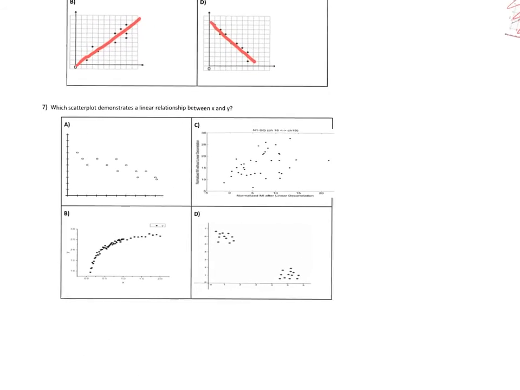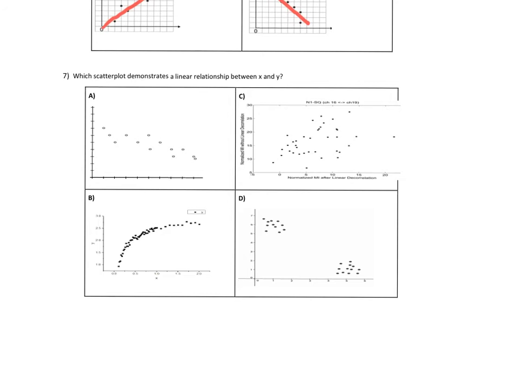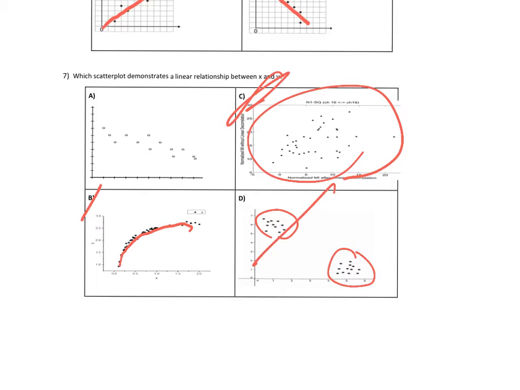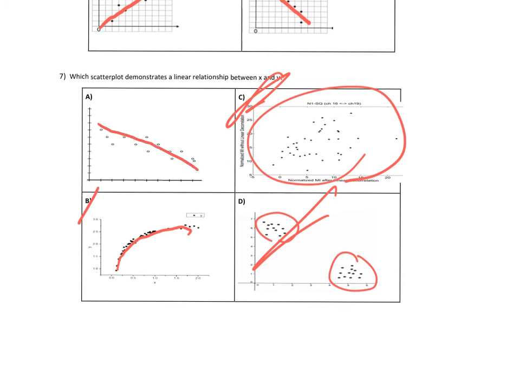Number 7, which scatter plot demonstrates a linear relationship between x and y? Okay, this is curving, so we're out there. This is bunched up here and clustered here and here, and this is all over the place, so that's out. And then here is our line of best fit, so I like A. Okay, number 8.